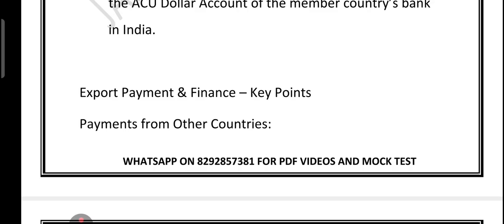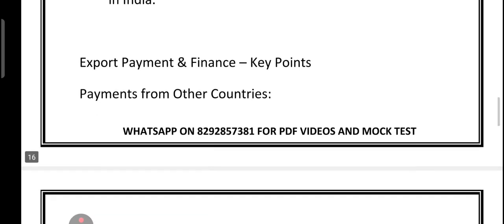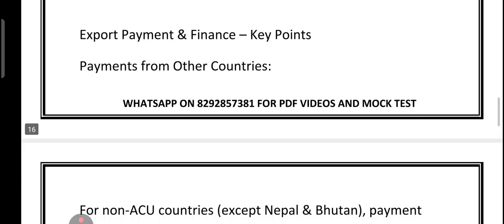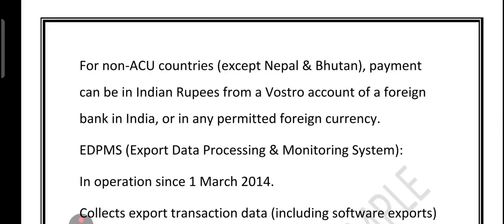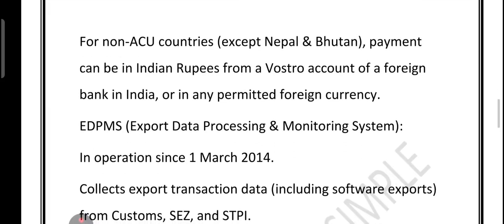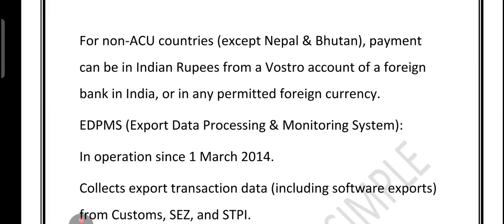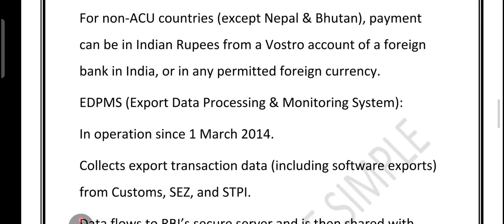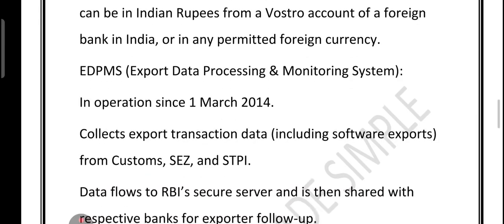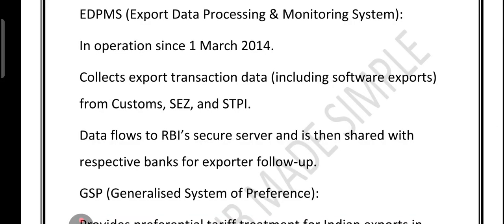Then some more points we have talked about now. Let's talk about export payment and finance. First of all, payment from another country: if an exporter in India sells goods to a buyer in another country, how will they get paid? If the buyer is in a non-ACU country, meaning not part of the Asian Clearing Union, except Nepal and Bhutan, payment can be done in Indian rupees. But how? Either through a Vostro account, that is basically an account of a foreign bank in India, or in any permitted foreign currency like dollar, euro. So either they can make payment in Indian rupees through the Vostro account, or in any foreign currency, right? Next comes EDPMS, which is the Export Data Processing and Monitoring System.